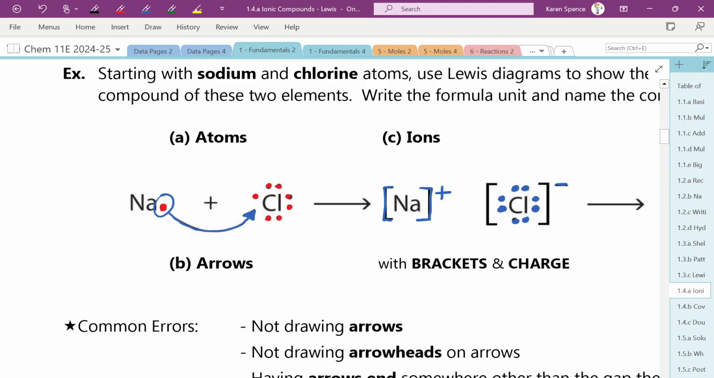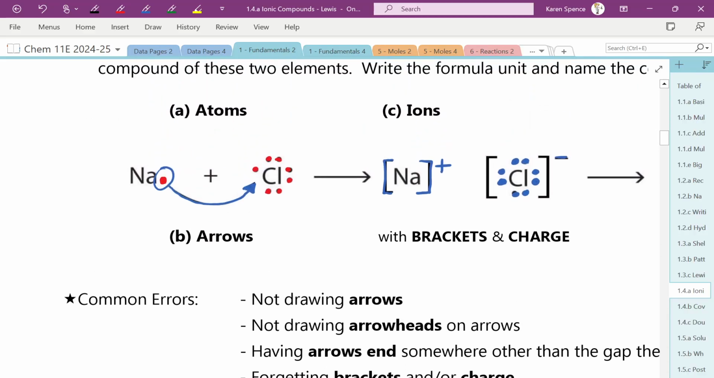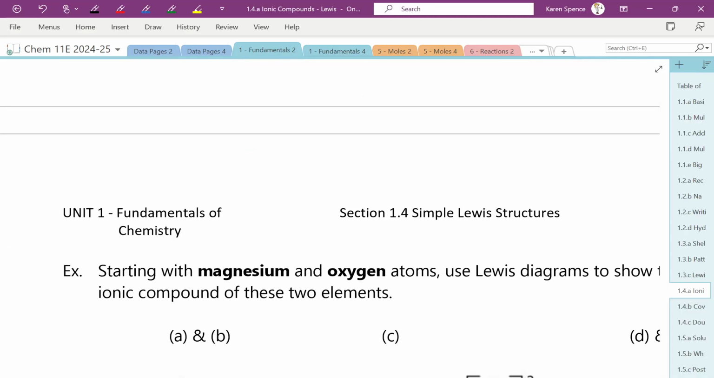We're not going to get too fussed up about this because AP doesn't spend a lot of time having you draw ionic compounds via the Lewis structures, so they're not going to get as fussed about not drawing arrows and stuff. This is kind of what I give my grade 11s because otherwise they don't really understand what they're doing. Okay, the regular 11s.